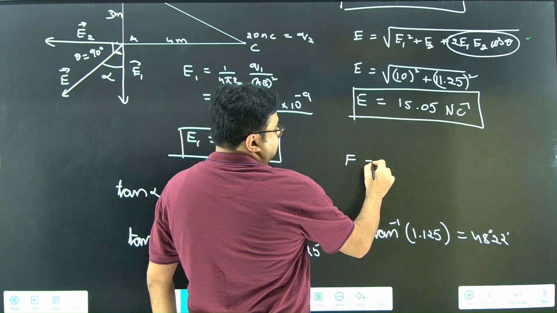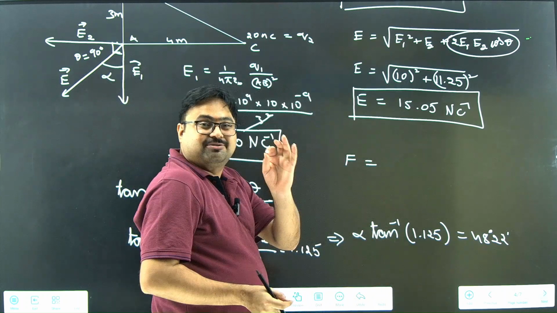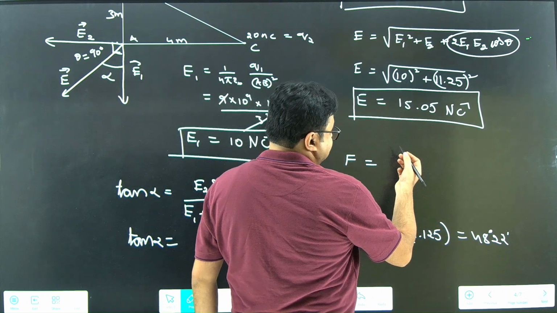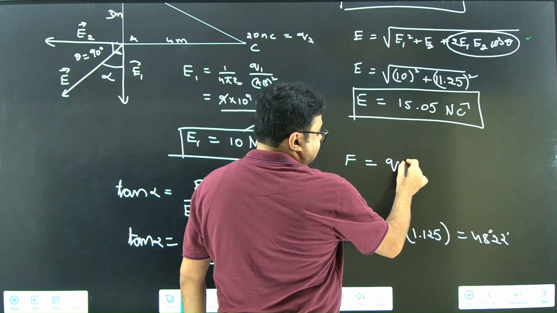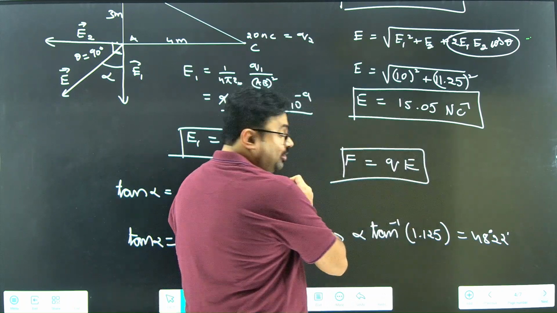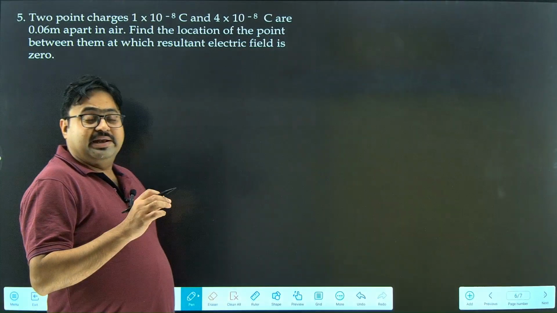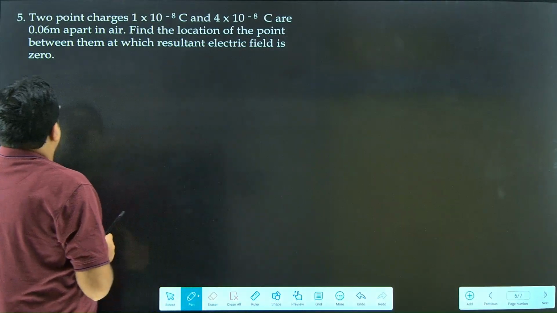If you just take, in the previous case, charge equal to 2 nanocoulomb, you will certainly get the same answer as in the previous case. So the equation F equal to Q into E holds. So with this, let us look at the fifth question.